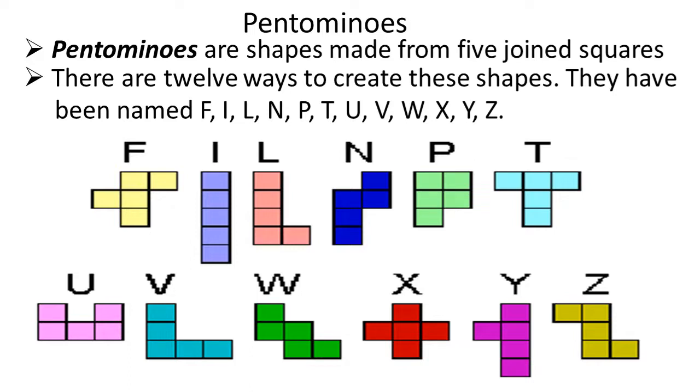All right, so these are some pentominoes. Just remember, pentominoes are the shapes made from 5 joined squares. 5 squares are joined together, and a pentomino is formed. And F, I, L, N, P, T, U, V, W, X, Y, Z, all these are names given to these pentominoes. Penta means 5. So pentominoes are the shapes made from 5 joined squares.